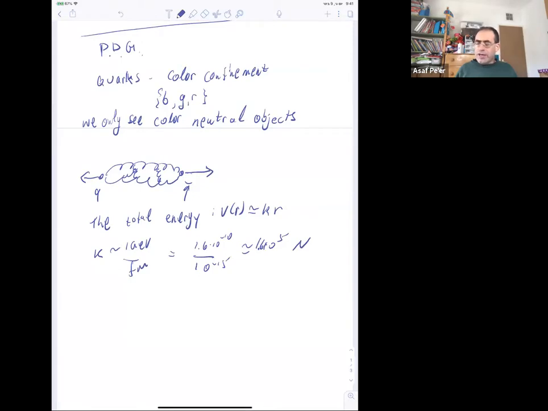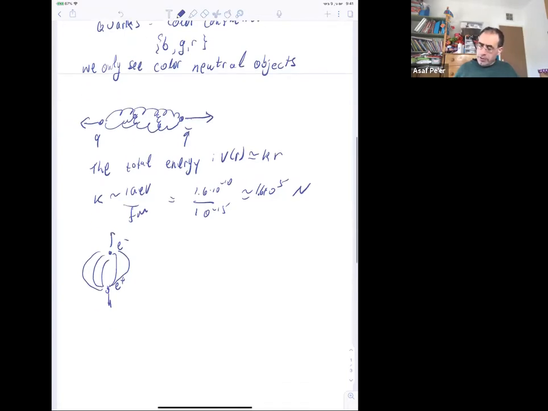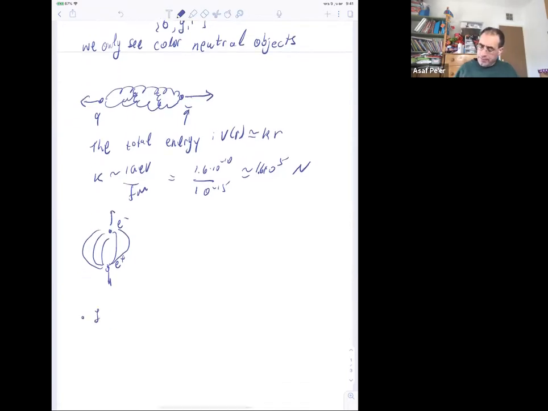This is as opposed to what happens if we have particles that only interact via, say, the electromagnetic charge, electron and positron, right? If you try to take them away from each other, then the field lines will simply stretch and they'll become weaker. And then the last thing we spoke about was jets.